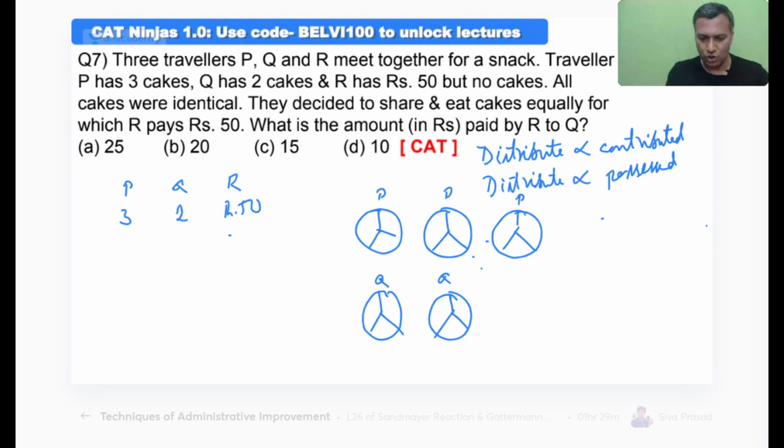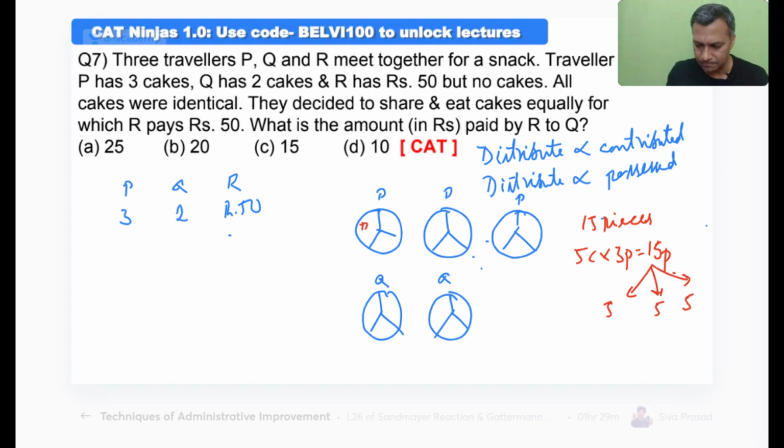Now this is what they have. How many pieces? 15 pieces. How 15 pieces? Because there are five cakes, and each cake has been cut into three pieces. Therefore, totally there are 15 pieces. How many pieces should each person eat? P should eat five pieces, Q should eat five pieces, and R also should eat five pieces.